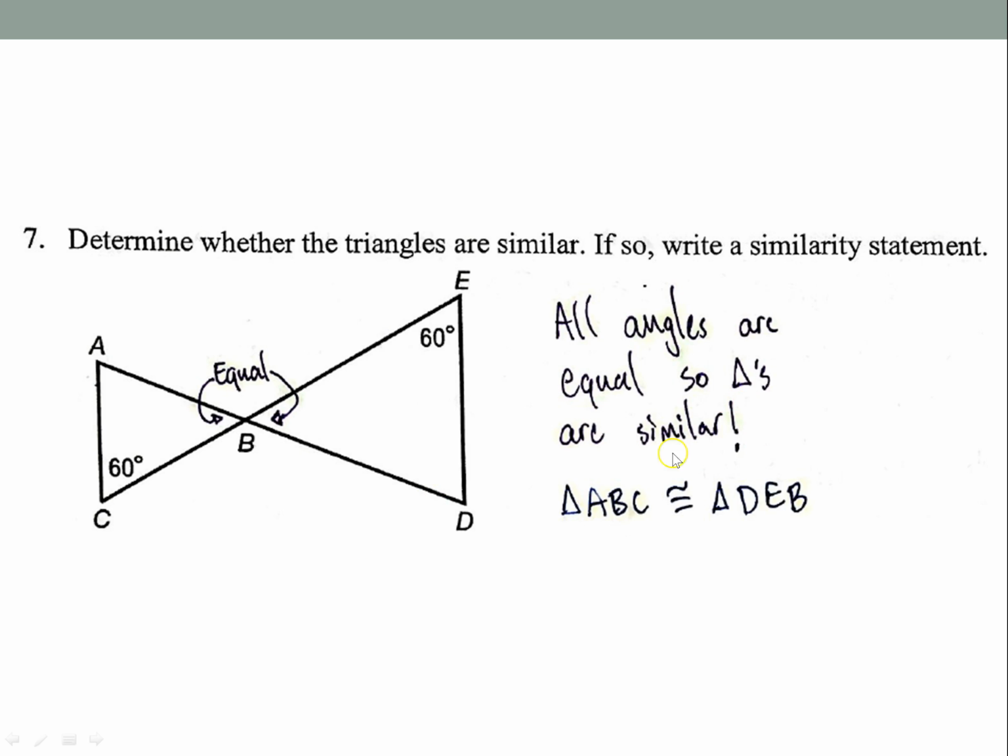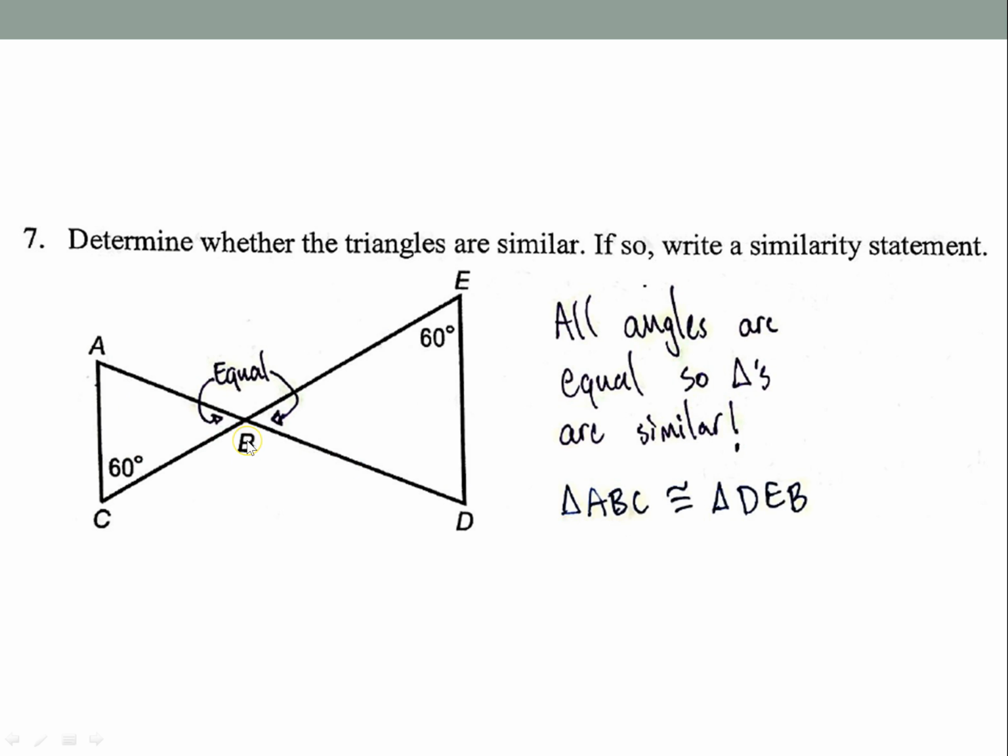And then I'm just going to write a statement. So I wrote down 1, A, B, C. Now, what's not important is the order of the first 3 letters. What is important is the next 3 letters because they have to correspond. So this angle, angle A, is the one without the 60 degrees. And so D is the angle without the 60 degrees. So A and D have to match up. They have to be the first letter.